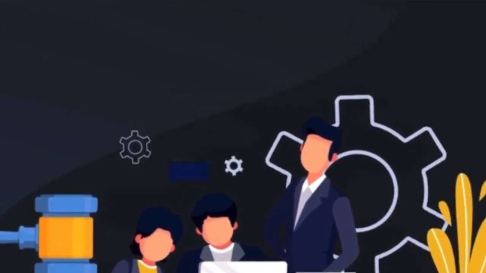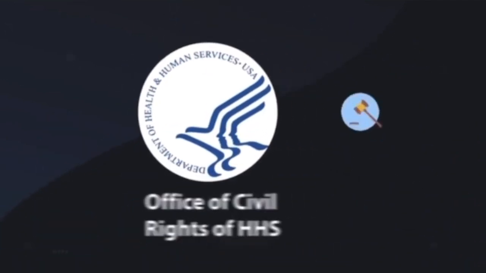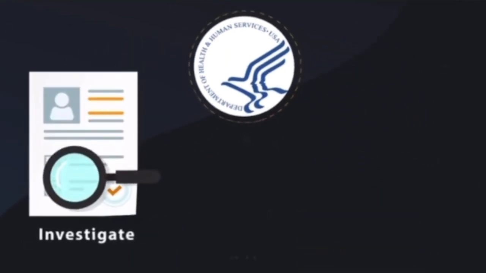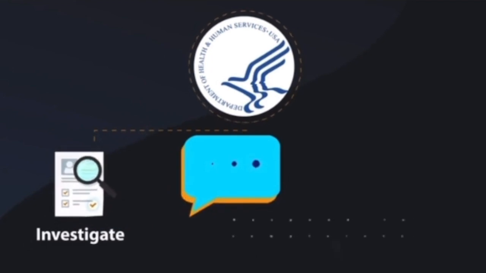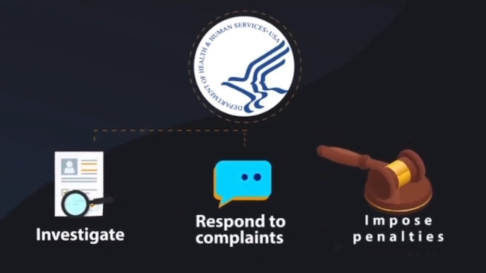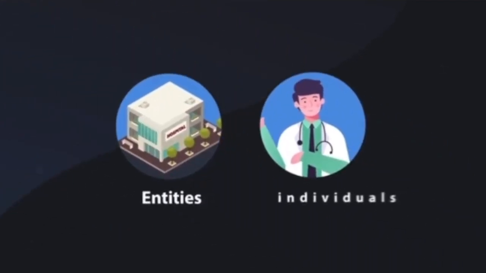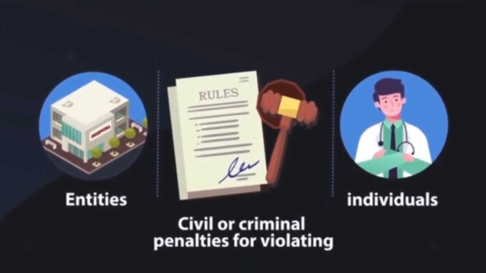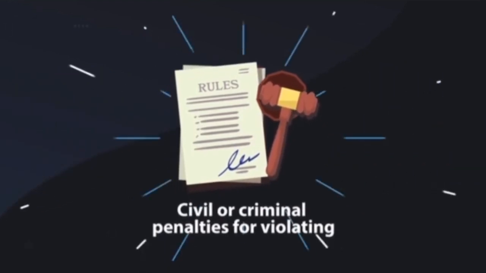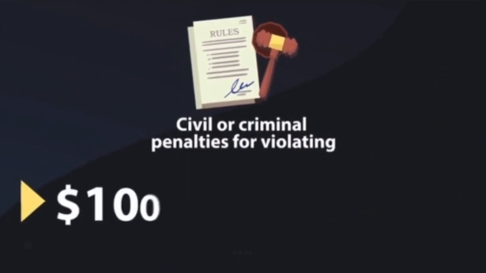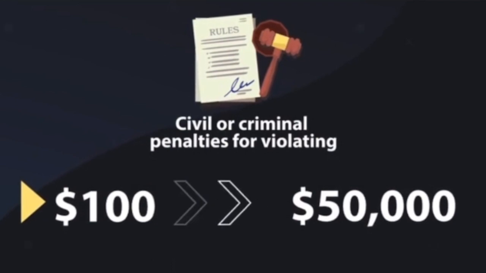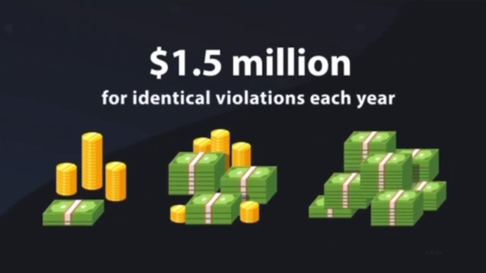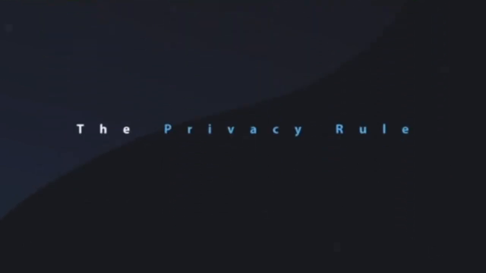The Office of Civil Rights of HHS is charged with enforcing HIPAA and the privacy rule, and they can investigate covered entities and business associates, respond to complaints, and impose penalties for non-compliance. Entities and individuals may be subject to either civil or criminal penalties for violating the HIPAA regulations. Currently, civil penalties can range from $100 to $50,000 per violation, with caps at $1.5 million for identical violations each year. And that's all for the privacy rule.